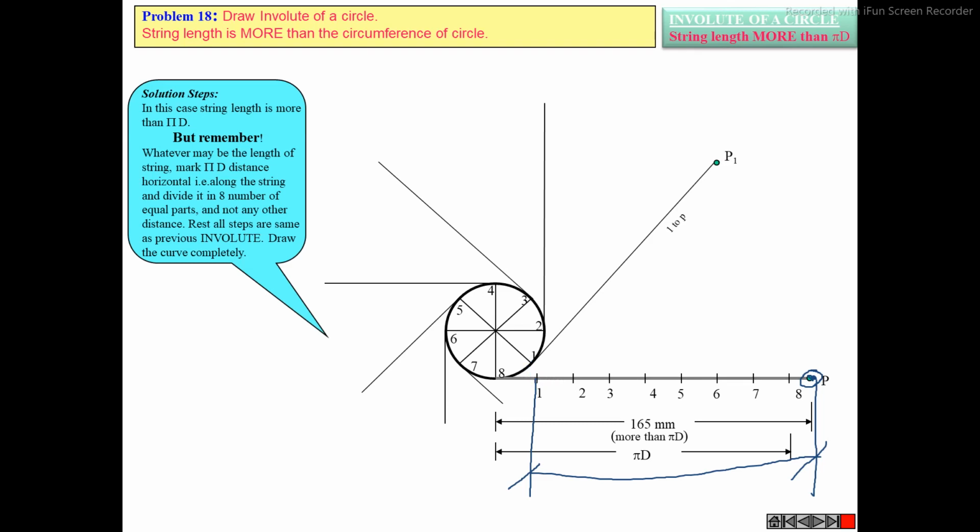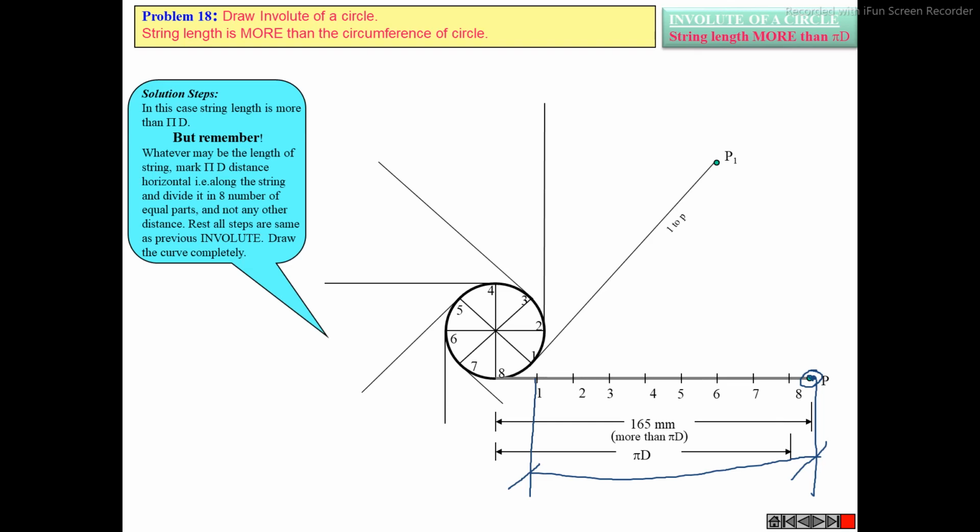Do not take the distance as 1 to 8. If you take the distance 1 to 8, you are solving the first case that we have solved just now. Yes or no? Because in the first case, this point 8 and this point P were coinciding. Correct?